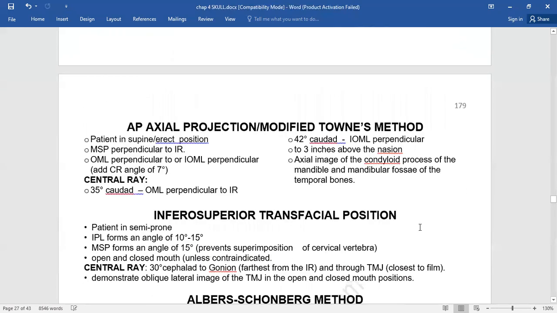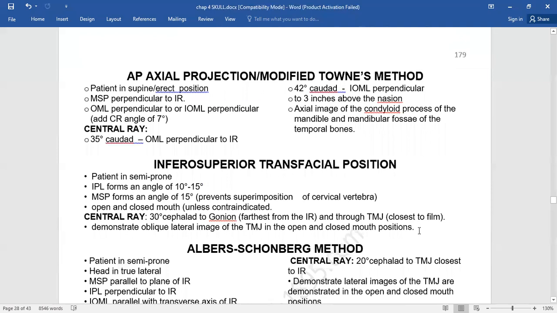Another one, we have the modified Towne's. So, patient in supine or erect position, MSP perpendicular to IR. If hindi kaya ng OML na mag-perpendicular, so IOML ang perpendicular, so add 7 degrees, katulad ng discuss natin sa previous video. Central ray is 35 degrees caudad if OML ang perpendicular. Pero if the IOML is perpendicular to the IR, so 42 degrees caudad.